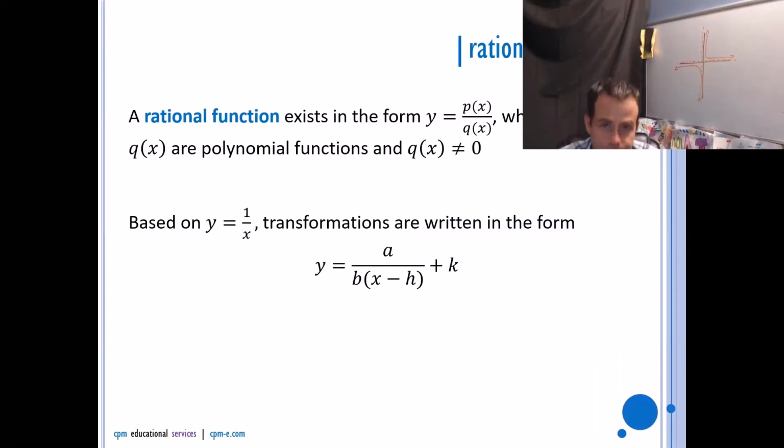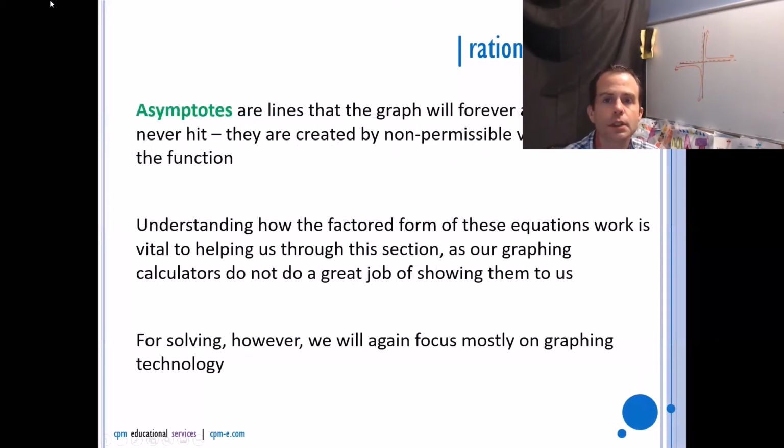Okay, so the asymptotes are lines that the graph will forever approach but never hit. They are created by the non-permissible values of the function. We will get into more complicated factored forms of rational expressions too, and we need to talk about how each one of those factors tells us something about the graph.